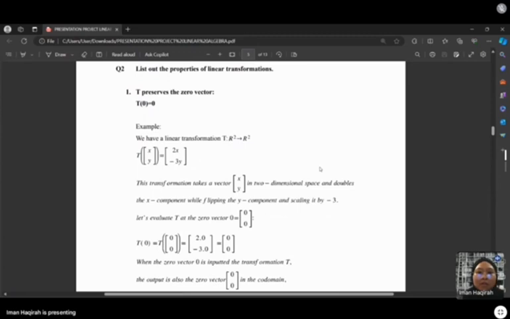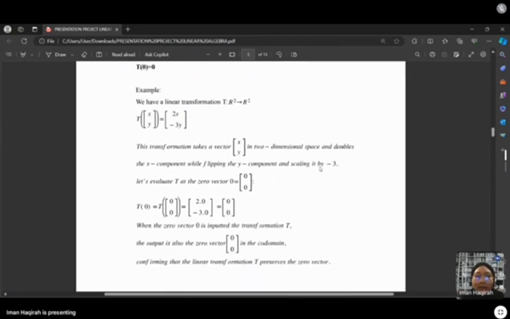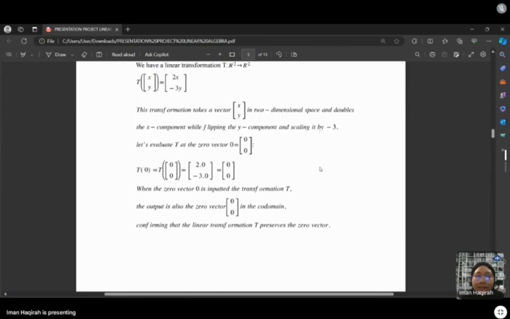For the example, we have a linear transformation R2 to R2. R2 is a vector space of column vectors which contain two real numbers. T(x, y) = (2x, -3y). This transformation takes a vector (x, y) in two-dimensional space and doubles the x component while flipping the y component and scaling it by negative 3.